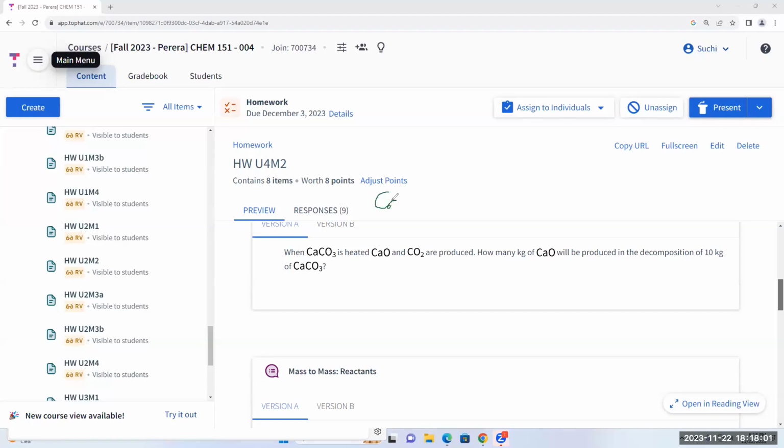Okay, so calcium carbonate, you are heating that. When it is heated, you are getting calcium oxide and CO2. This seems balanced as it is. One calcium, one carbon, three oxygens. So it is balanced as it is when you write it like that.